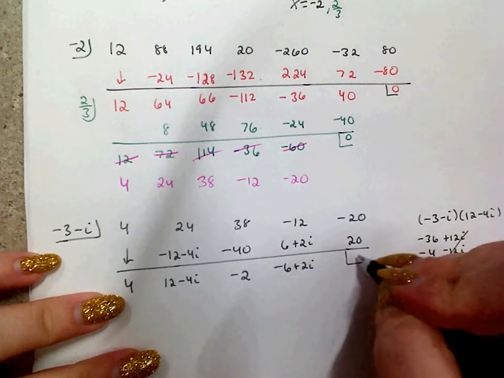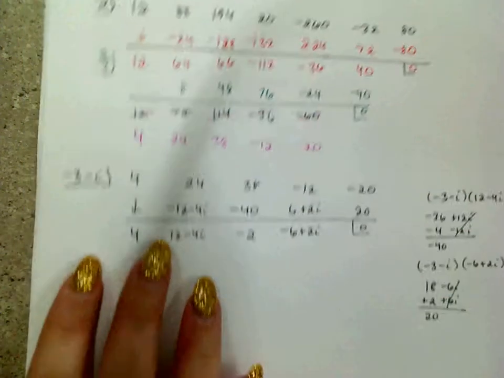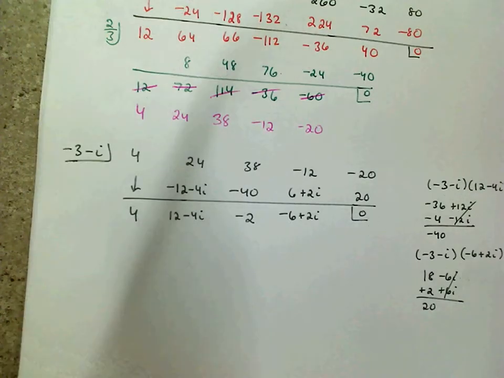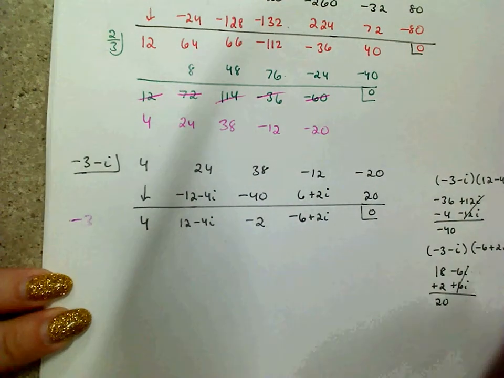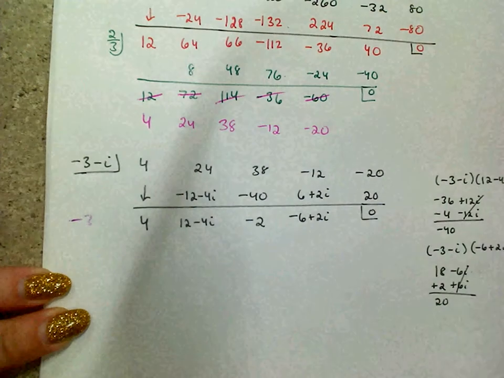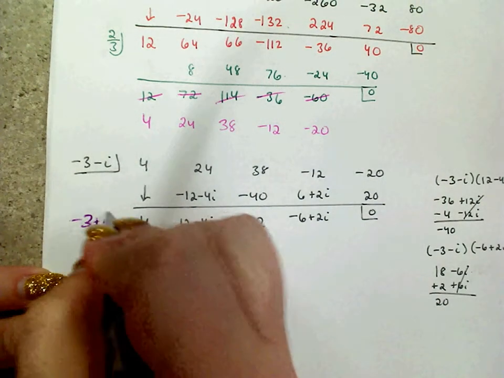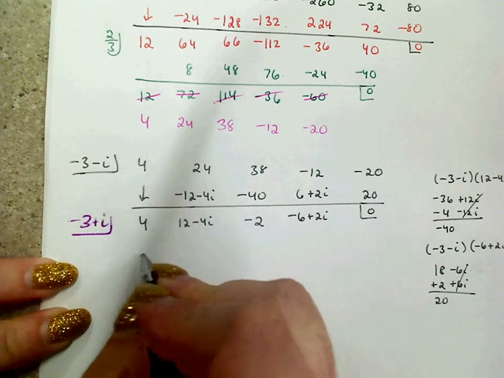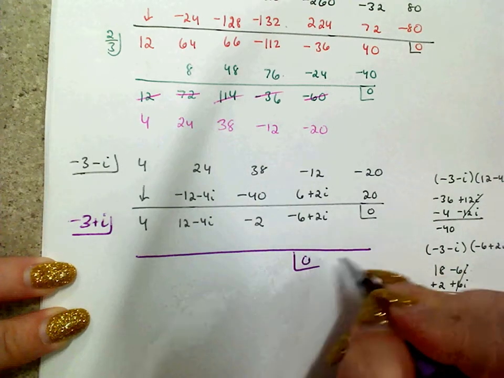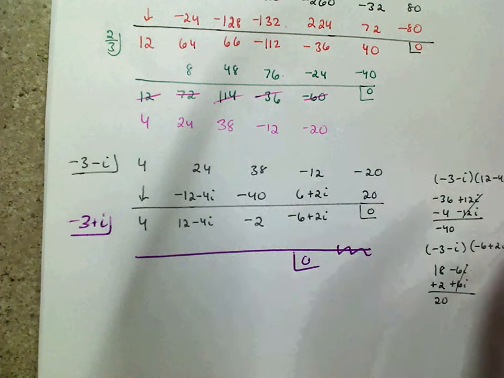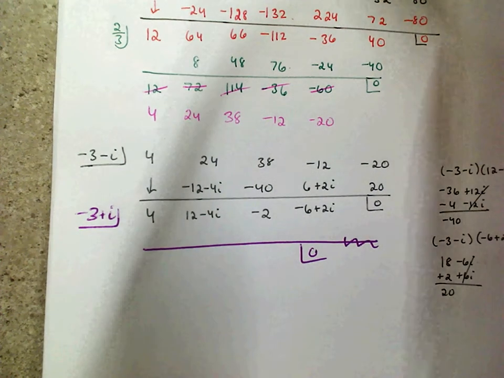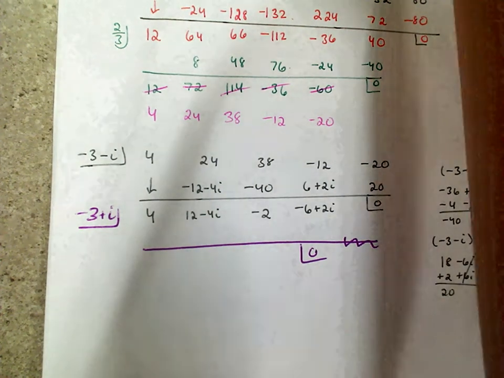Alright, and now we're going to do the conjugate. Negative 3 plus i. Oops. Oh man. Okay.